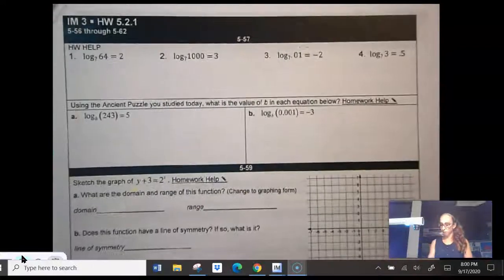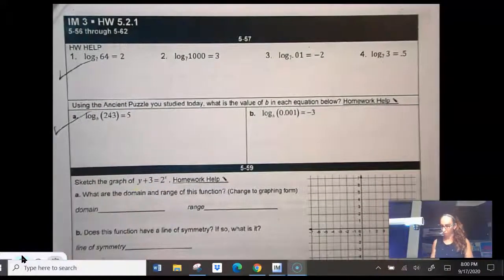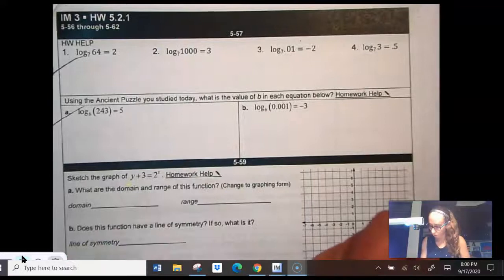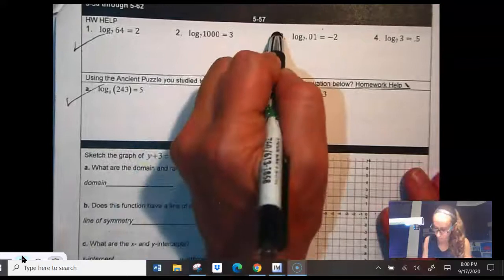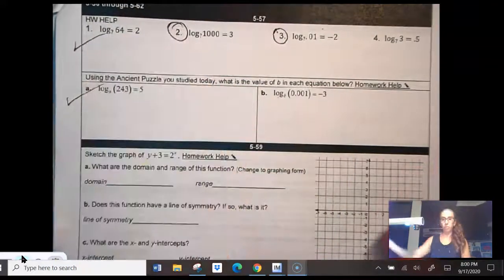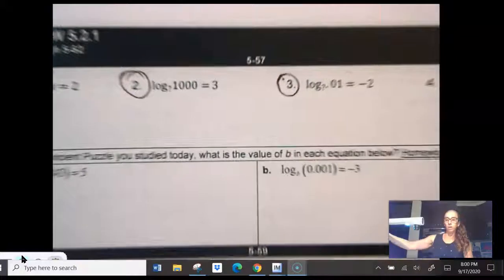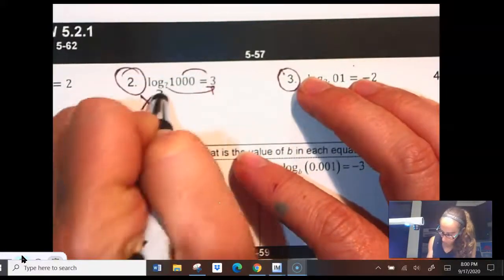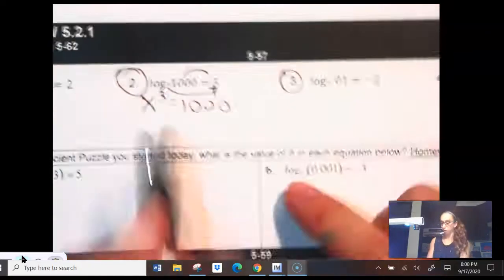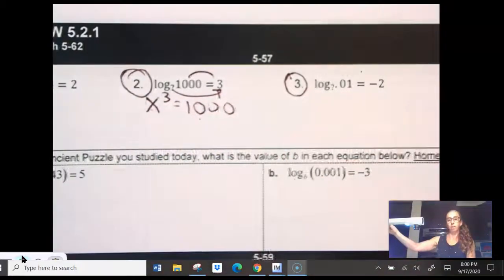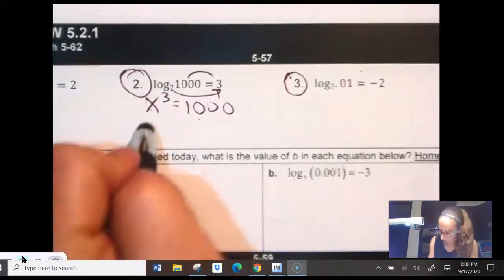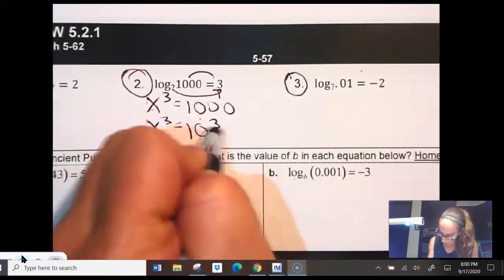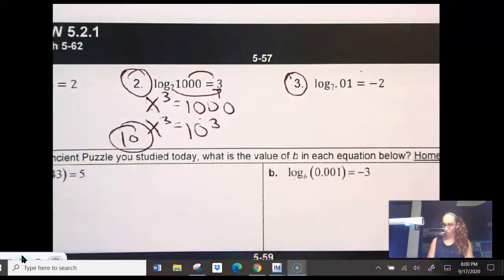All right, we're at the homework. So now that we're at the homework, this is what we did on the previous page. I actually think I want to do this one. Actually, I'll do 2 and 3, so let me go over that one. So I can either go what to the third power equals 100, or 1,000. And I can go, okay, I can't make the bases the same. So I can make the exponents the same. Therefore, 10 is my answer.